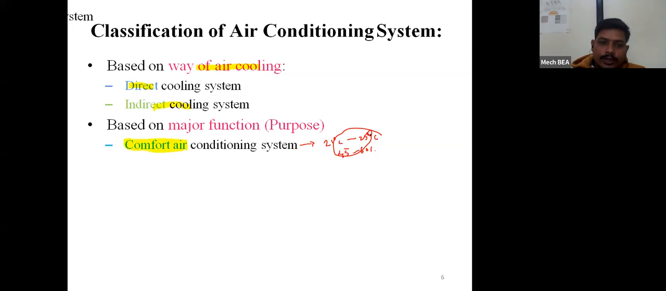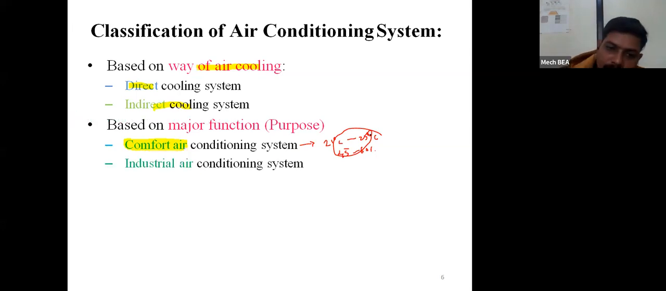Okay. Now the next type of air conditioning system is called the industrial air conditioning system.